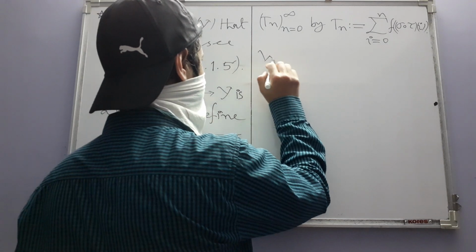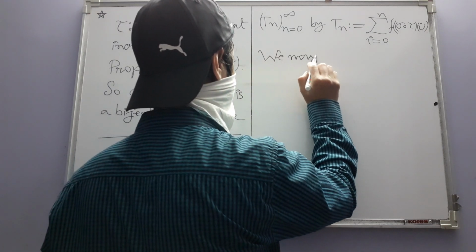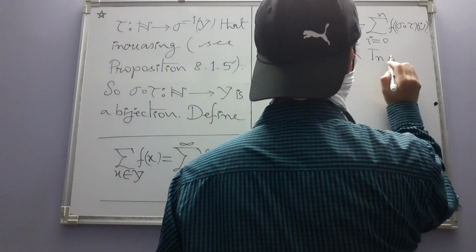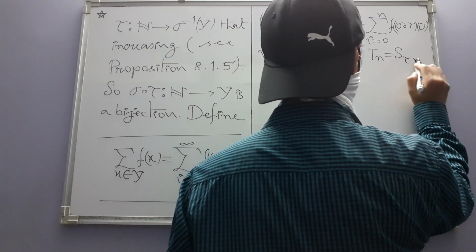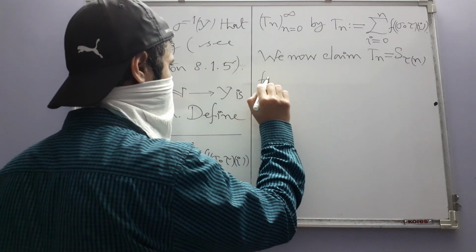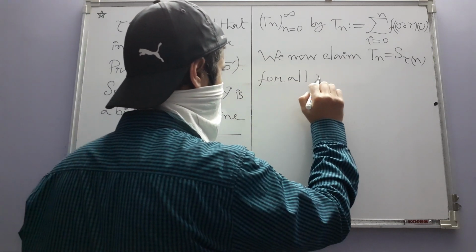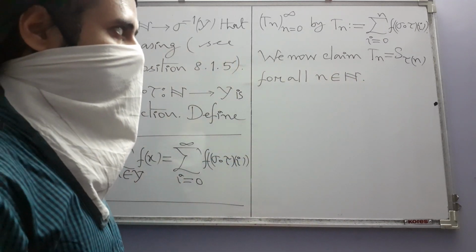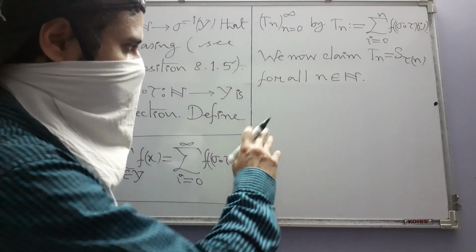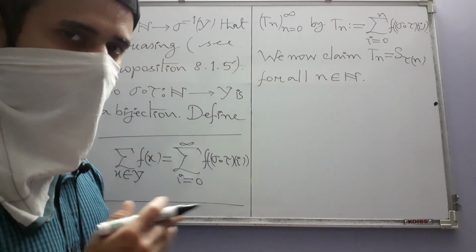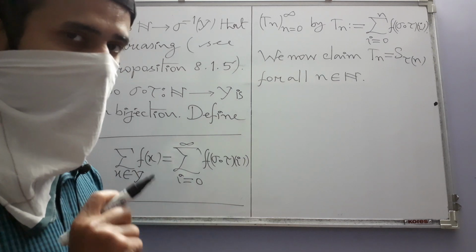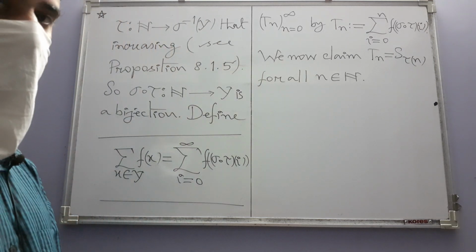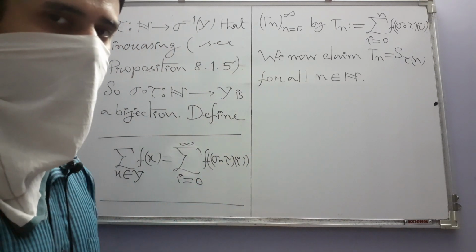We now claim that Tn is equal to S tau n for all natural numbers n. And now we are going to prove this claim. This claim is the thing that will let us conclude that the two sequences Sn and Tn converge to the same limit. And we will prove this claim by induction, because it seems like that should be the natural thing to do.